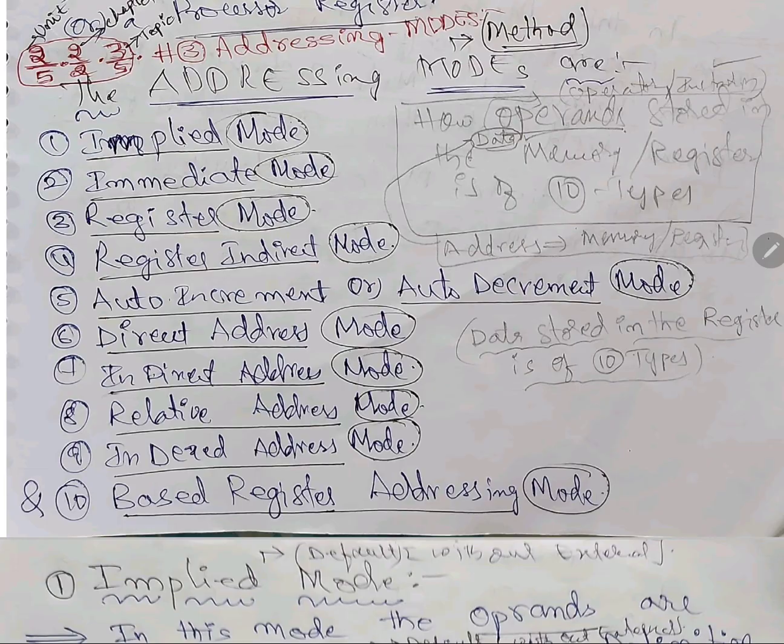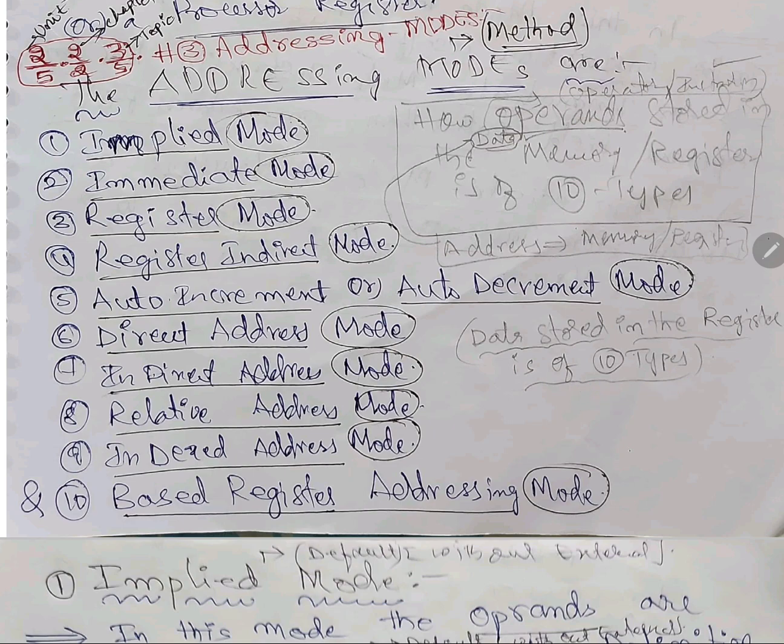Very simple, right? These addressing modes, see the cursor, are of 10 types. See this video I skipped, that's why I'm shooting it now. Very important, it was asked as a question last year. The addressing modes are nothing but the methods by which operands stored in memory or registers are fetched, and they are of 10 types.